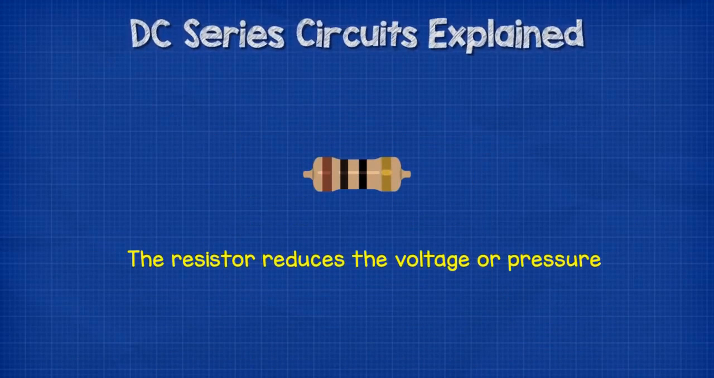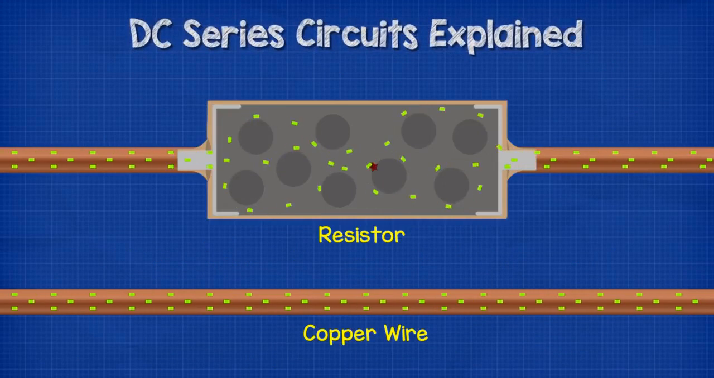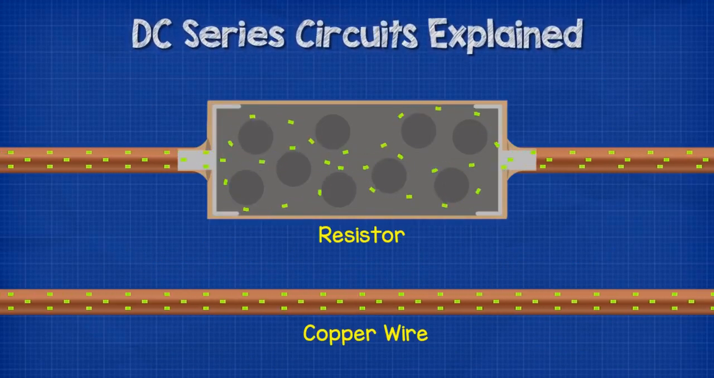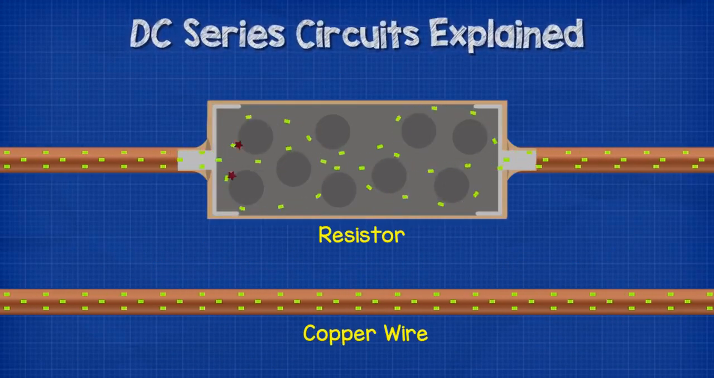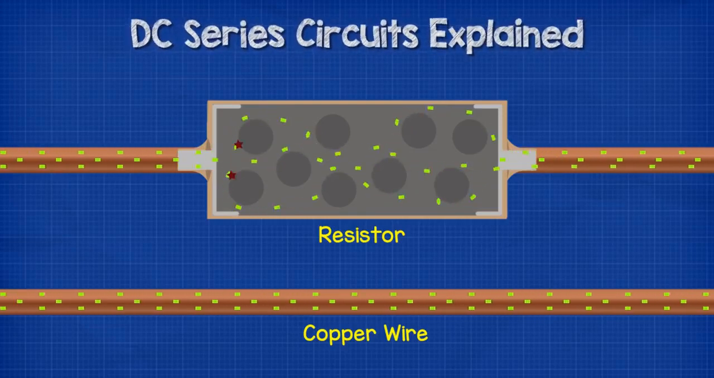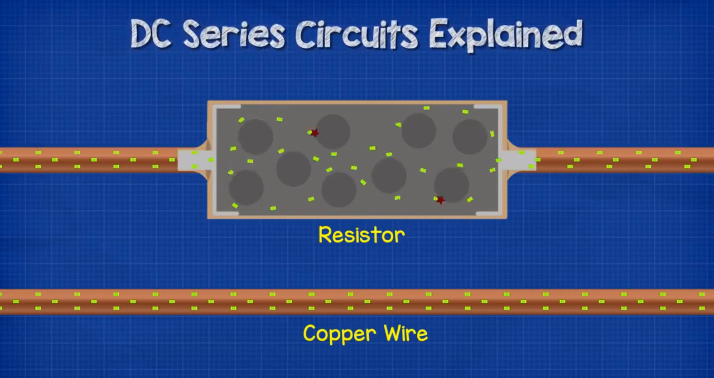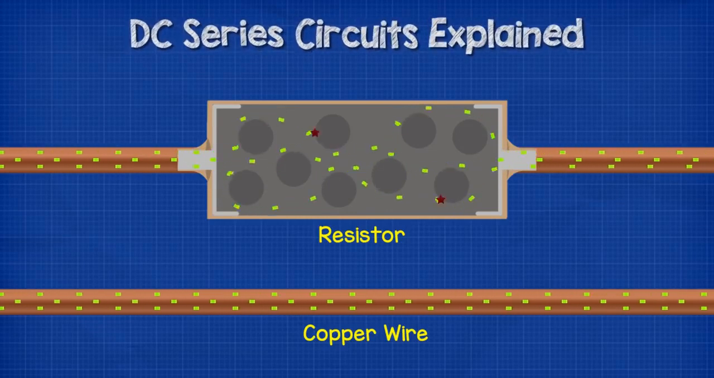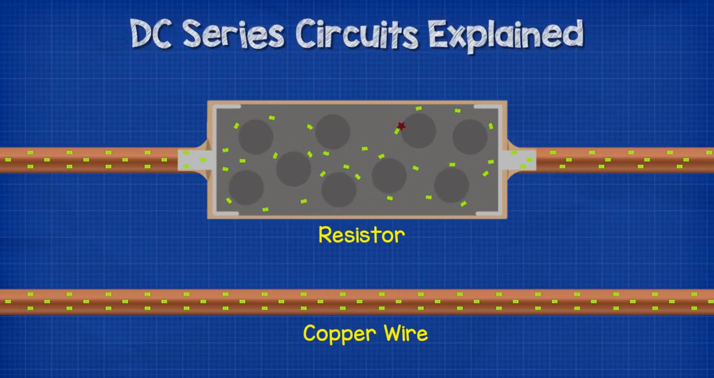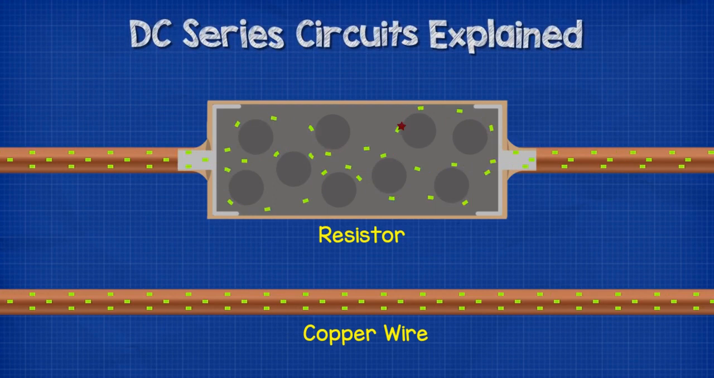That's the purpose of the resistor, to reduce the voltage or the pressure. What's happening is the resistor creates a more difficult path for the electrons to flow through, and as they flow through, they will collide with other electrons. This collision will convert the energy into heat. The same amount of electrons will enter and exit the resistor. They will just have less energy or pressure as there's been a voltage drop.